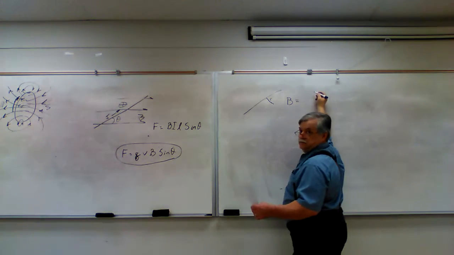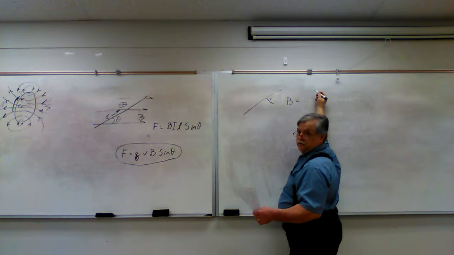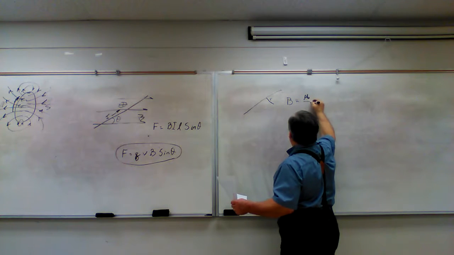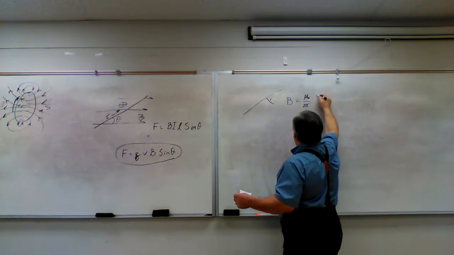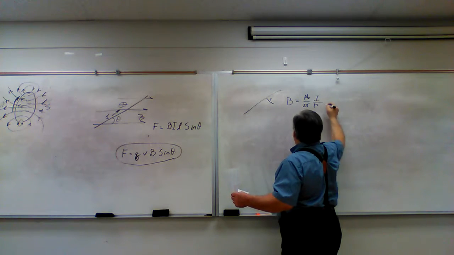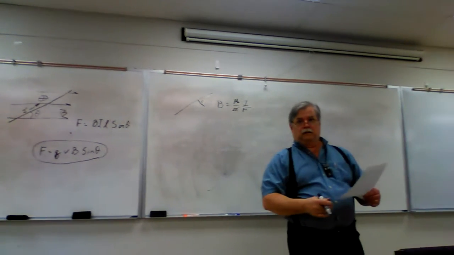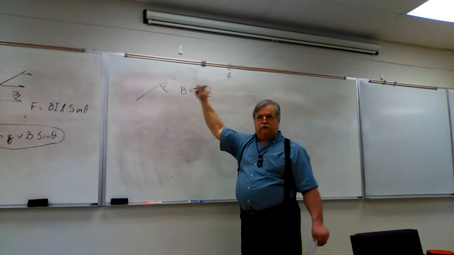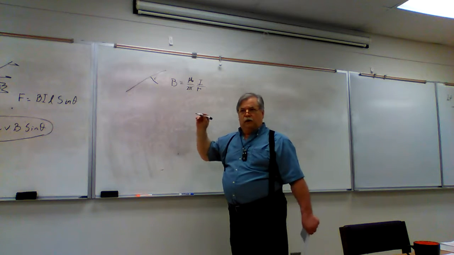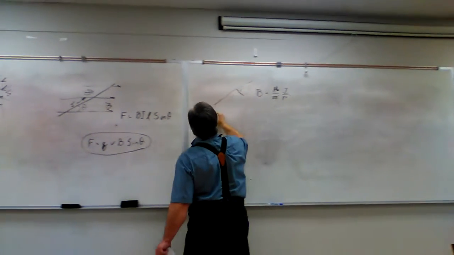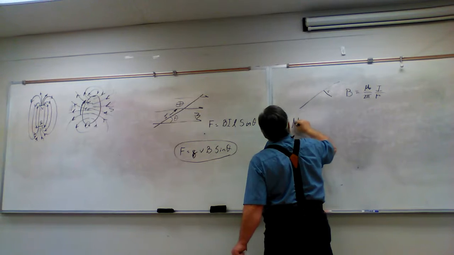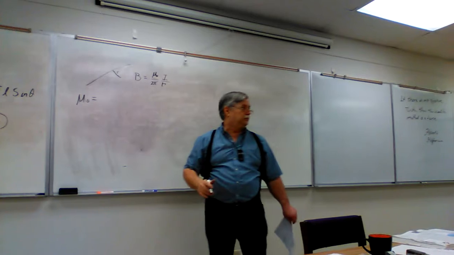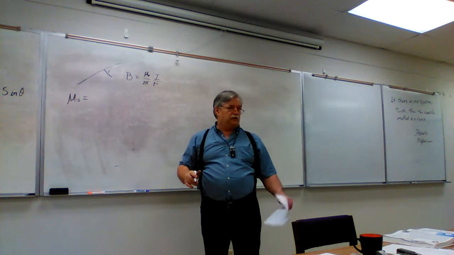Anybody remember it? Proportional to 1 over R. Mu sub naught over 2 pi times the current divided by R. What is mu sub naught? Somebody look it up. Is it 10 to the -7?